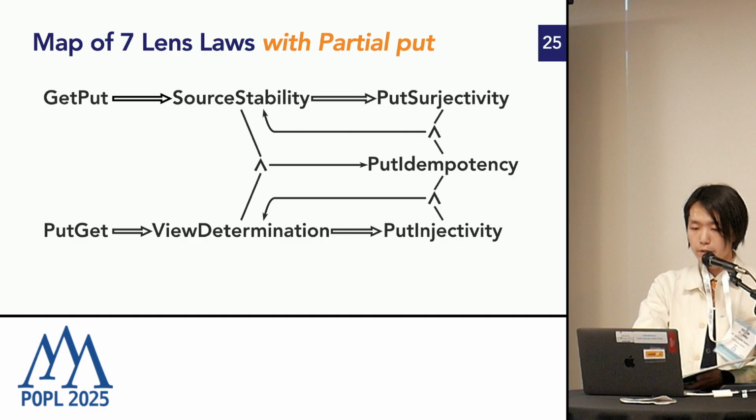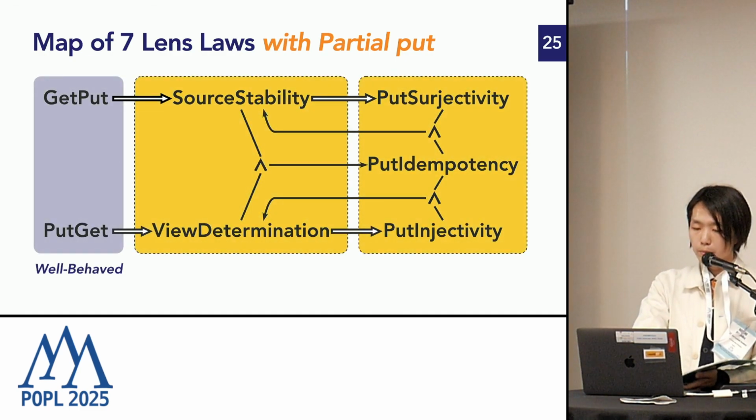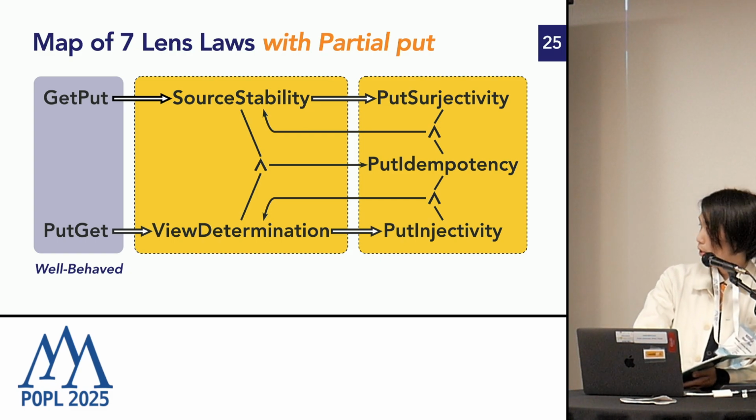And now let me add some boxes. The purple box indicates the laws for well-behavedness. The yellow box corresponds to the conditions given by Fischer et al. The yellow boxes are also equivalent to each other.